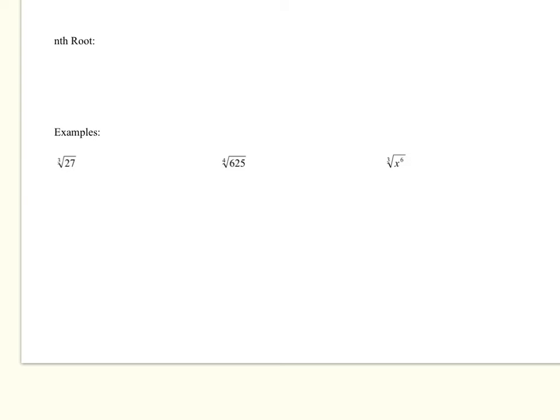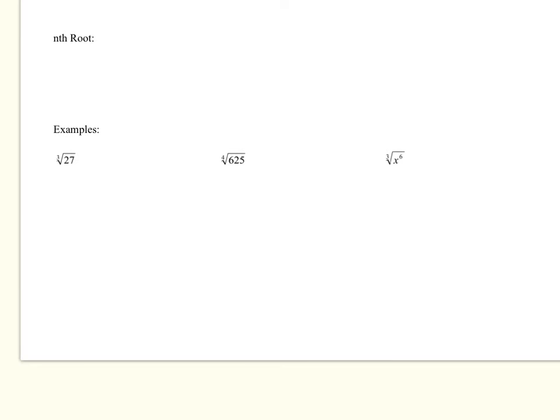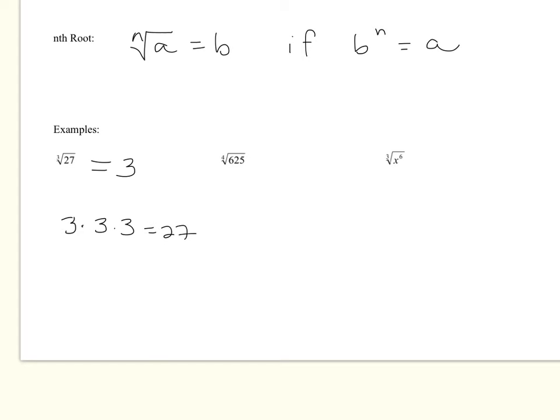We can actually generalize this concept for any index of any root, and we sometimes call this the nth root. So we will typically say the nth root of a number a equals b if b to whatever that power is equals a. So it's the same thing, just multiple times. So here are some examples. The cubic root of 27, what times itself 3 times is 27? Well, that would be 3, because 3 times 3 times 3 is 27. So the cubic root of 27 is 3.